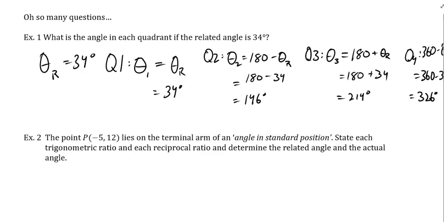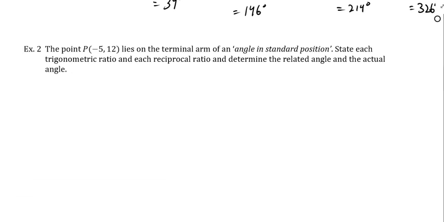Any questions about any of that? That's just relating the related angle to the terminal angle in each of the quadrants. And again, it could go around. That's just the 360. It could keep going around, but we don't usually worry too much about that. Once in a while, it'll be a little bit over, but you should be able to do it.